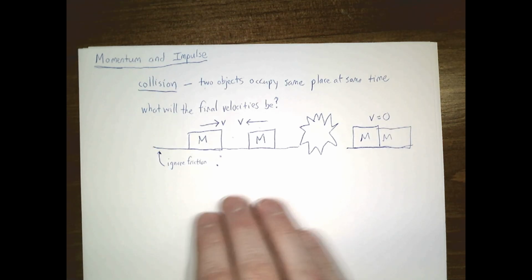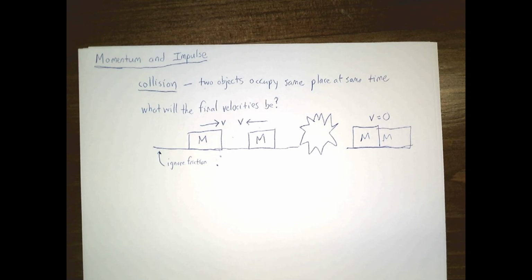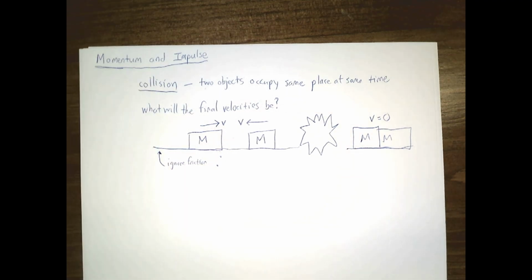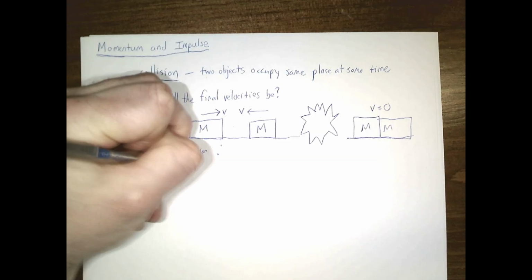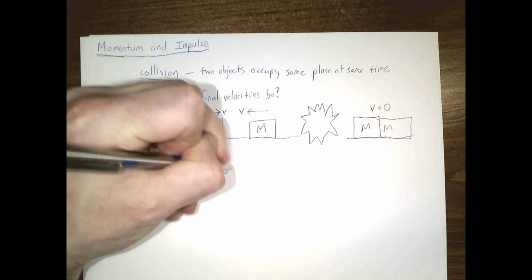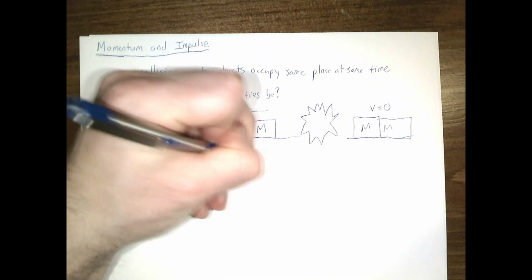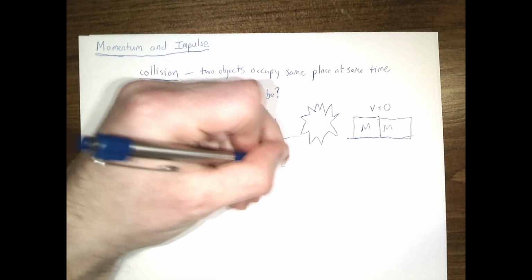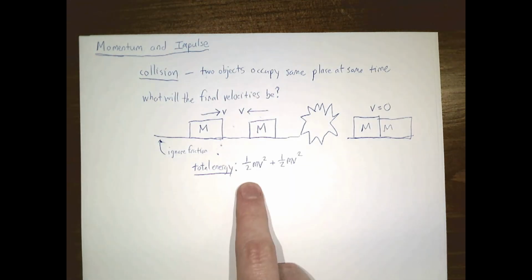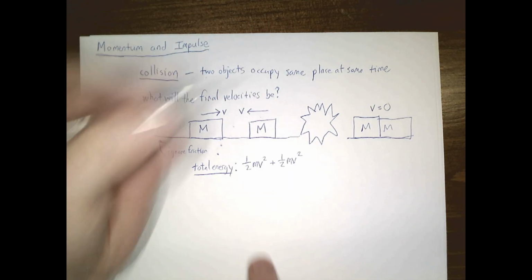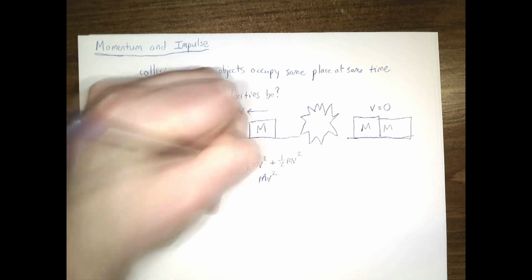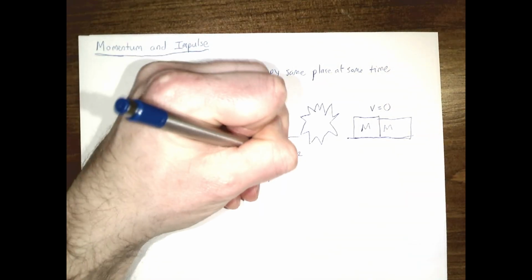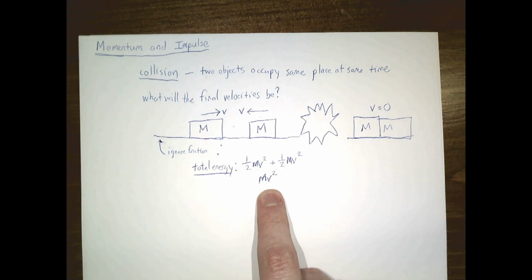And if we understand energy, we can say that each object had its own kinetic energy due to its motion before the collision. So the total energy before the collision is equal to the kinetic energy of the first vehicle plus the kinetic energy of the second vehicle: 1/2 mv squared plus 1/2 mv squared. We can add those together and get mv squared total. I guess these should be capital M's if I'm keeping with the scheme that I started. In any case, we have some amount of total kinetic energy beforehand.